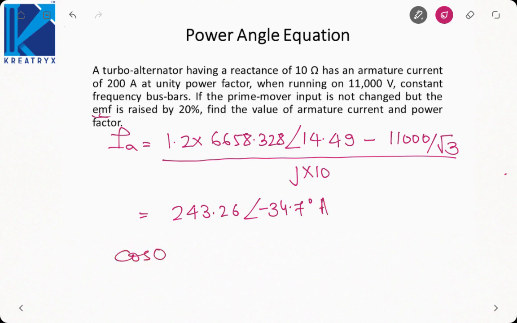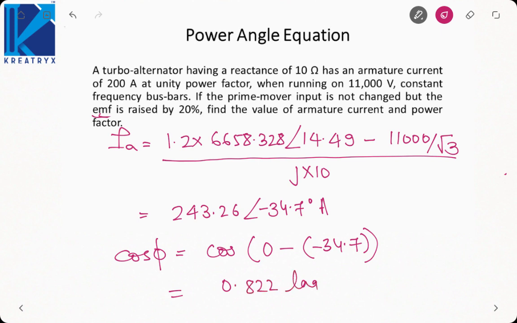So what about power factor? Power factor is cos of voltage angle 0, minus current angle, minus 34.7. So it comes out to be 0.822 lag. Why is it lagging? Because voltage angle is 0, whereas current angle is negative. So current is lagging behind the voltage.